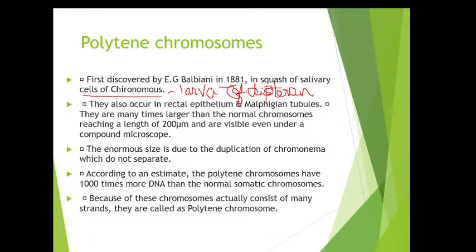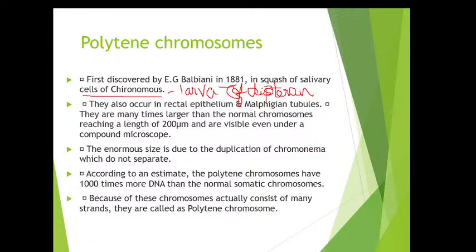Where are these polytene chromosomes found? They are found in the salivary glands of insect larvae. At first they were discovered in the salivary glands of Chironomus larva, the larval form of dipteran insects. They also occur in the rectal epithelium and Malpighian tubules, and they reach a length of almost 200 μm. Even then, these polytene chromosomes are visible under the normal compound microscope used in labs, with 10x and 40x objectives.